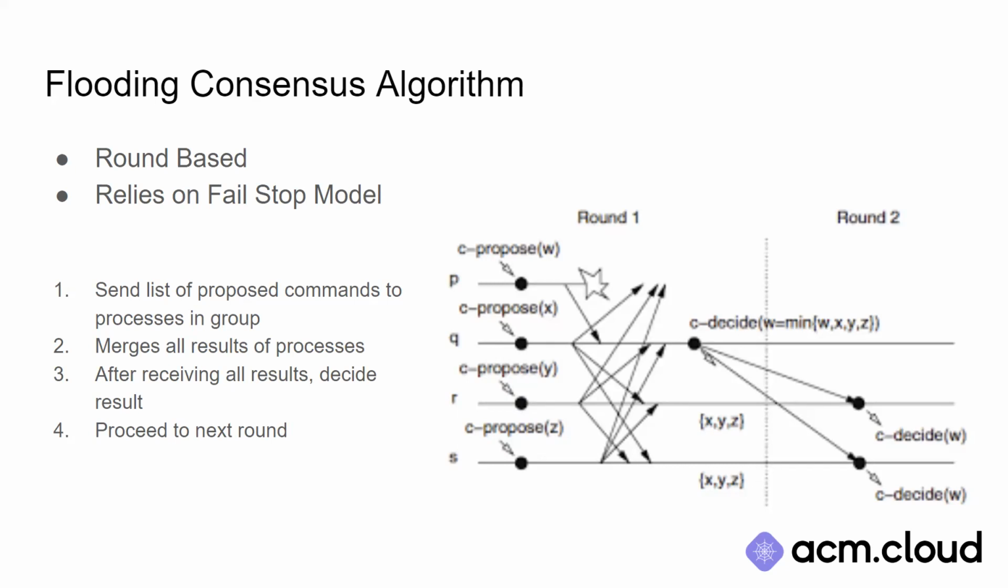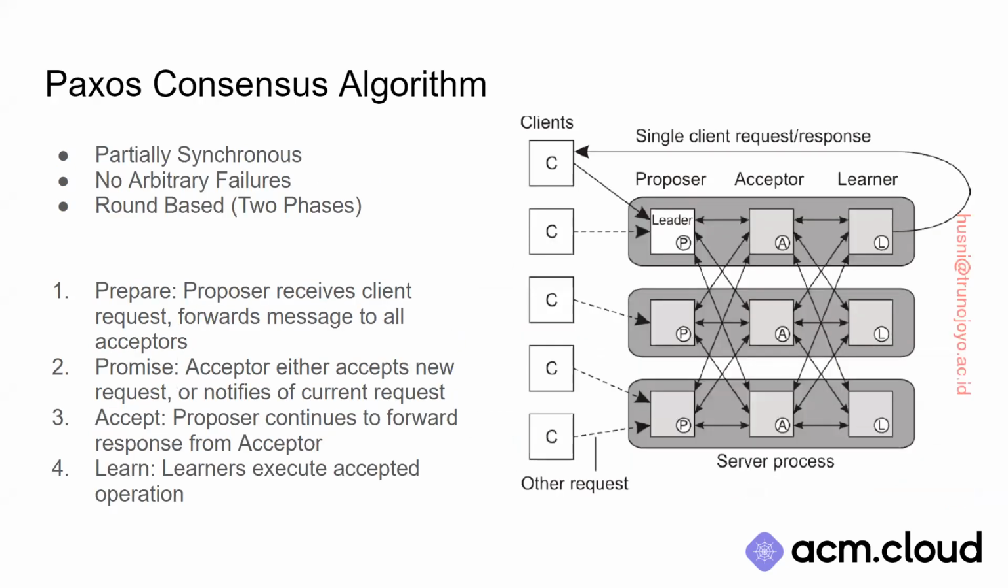So another more resilient algorithm is called Paxos, and it does not have the same rigid requirements or assumptions that the flooding consensus algorithm has. So this algorithm basically relies on 3 axioms. We assume that all our nodes are partially synchronous. That means within the process it's synchronous, however, among them it's not necessarily. We also don't have any arbitrary failures, and it's also round-based commits.